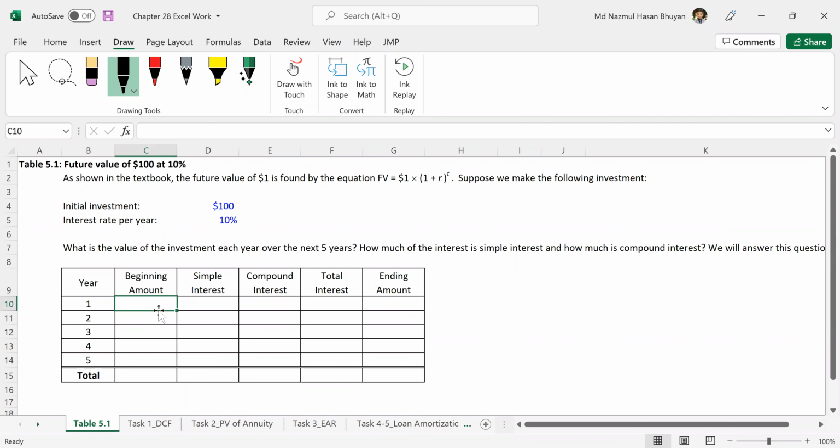In the very first problem, we know the initial investment is $100 and the interest rate per year is 10%. So here we need to calculate the beginning amount, simple interest, compound interest, total interest, and ending amount for the next 5 years.